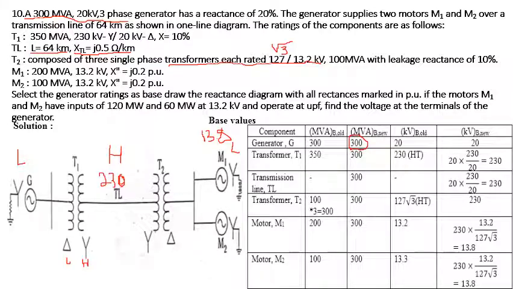Similarly for motor 2, you will get 100, 300, 13.2. So we get 13.2 divided by 127 into root 3, same, we get 13.8. This is also 13.8 kV. So these are the actual values, and these are the new values. Once we understand, we need to solve the same way.